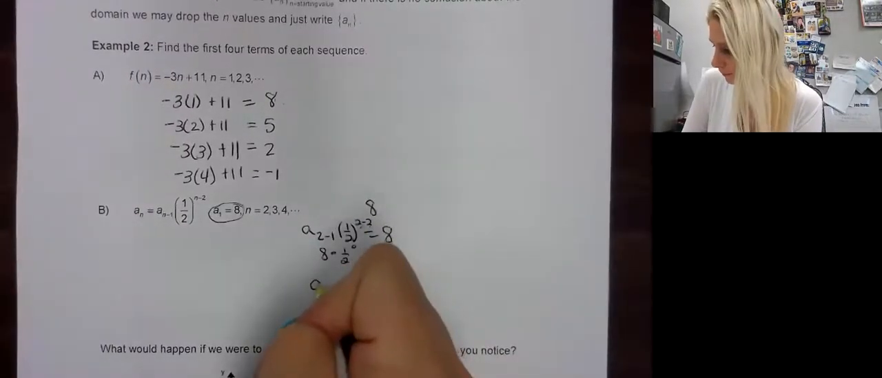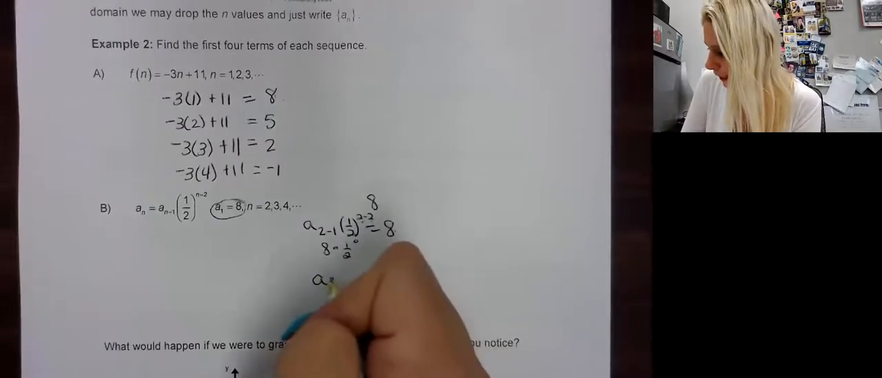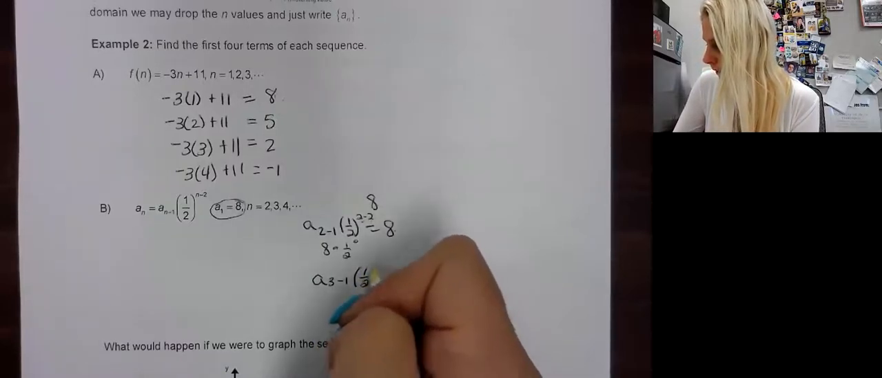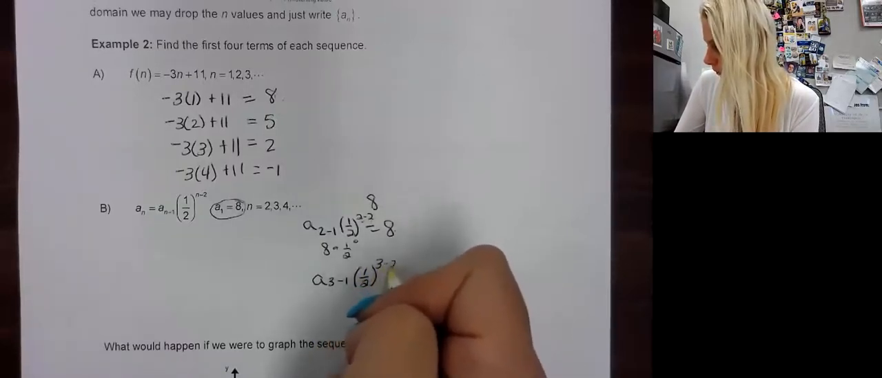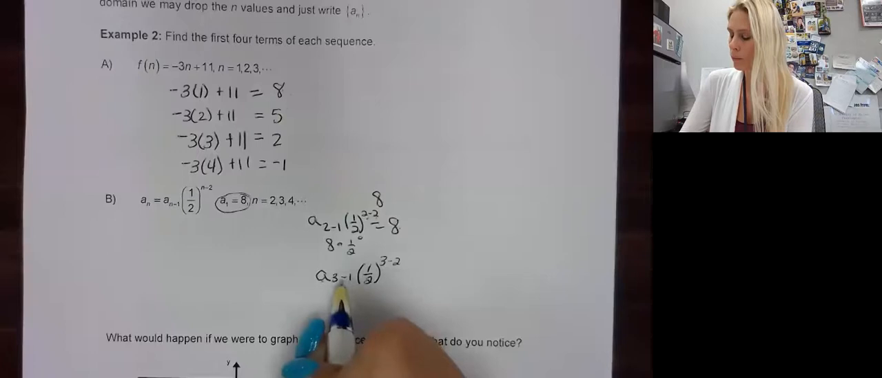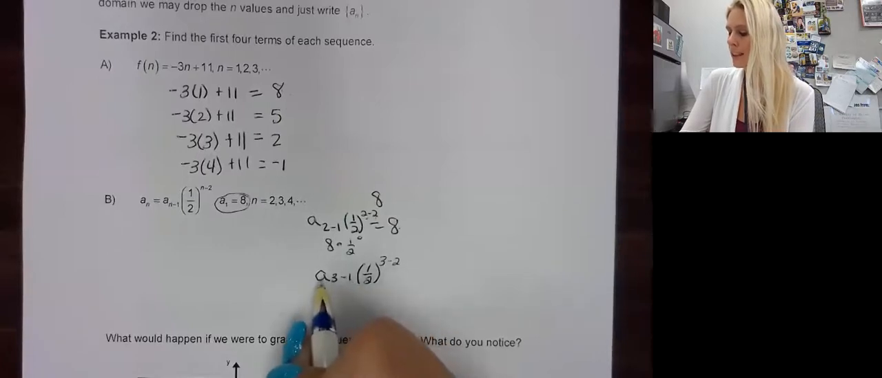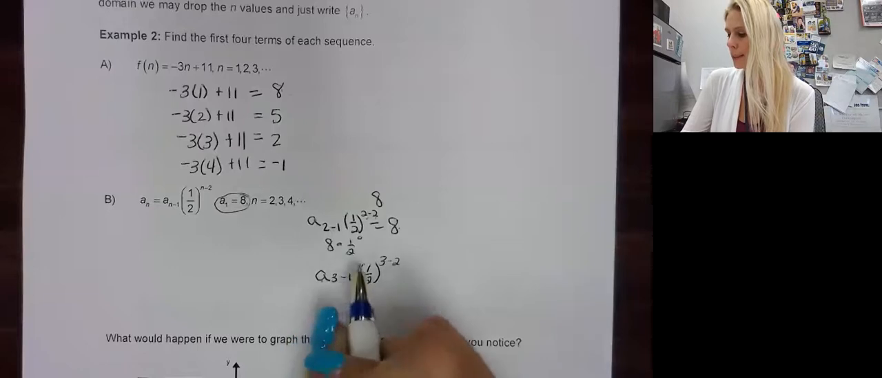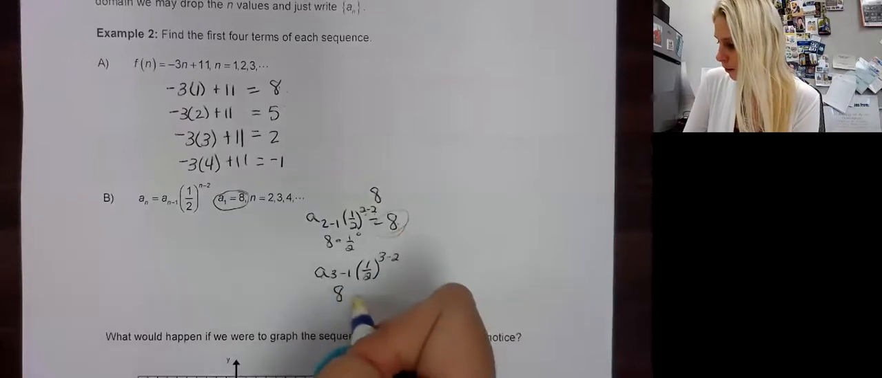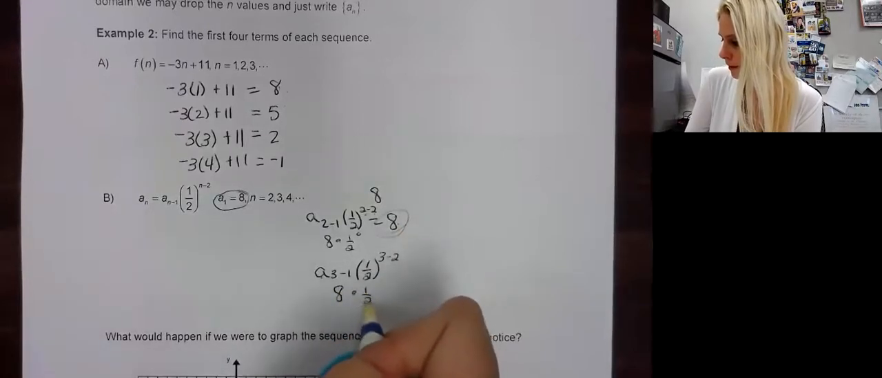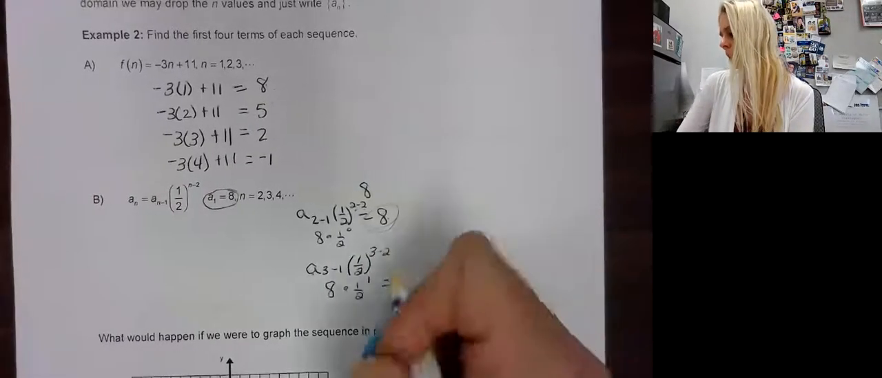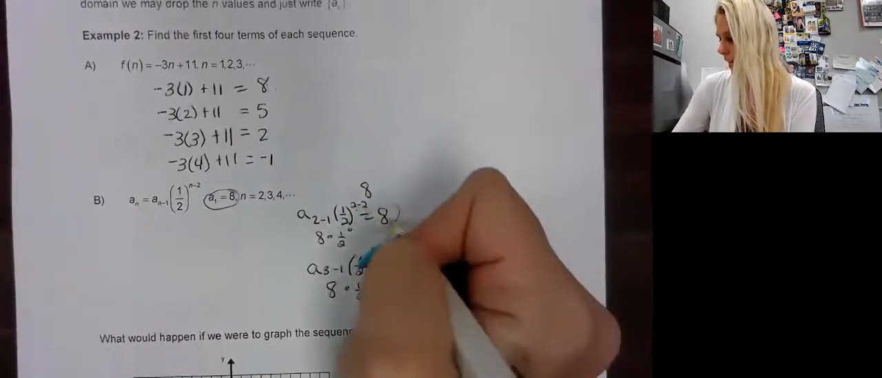Let's try the next one. So we would say a sub 3 minus 1 times 1/2 to the 3 minus 2. All right, a sub 3 minus 1, so 3 minus 1 is 2. So we're going to take the value of a sub 2, which we got was 8. And we're going to multiply by 1/2 to the first. Well, what value does that give us? That gives us 4. So far, 8, 8, 4.